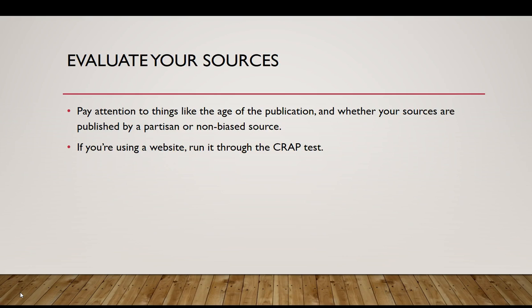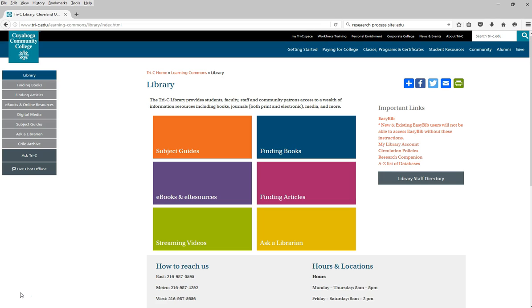After you have a list of sources that you'd like to use, this is when you want to evaluate them. You want to pay attention specifically to things like the age of the publication, whether your sources are published by a nonpartisan or partisan publisher, the credentials of the author, things of that nature. And if you're using a website, you probably would do well to run that website through something called the CRAP test. If you're unfamiliar with the CRAP test, let me show it to you really quick.